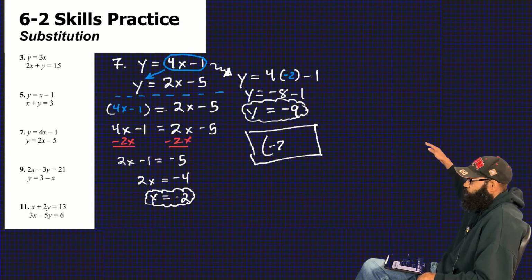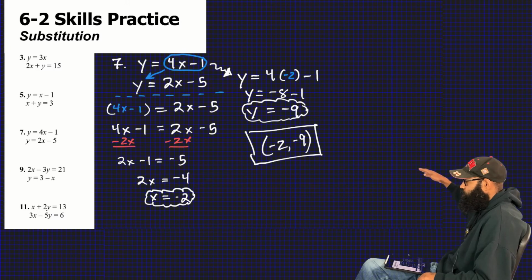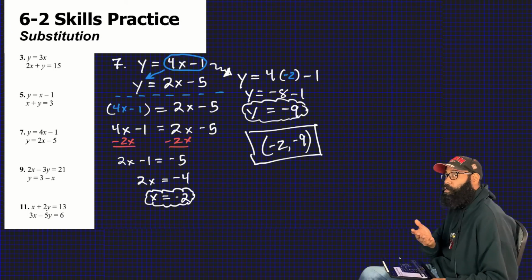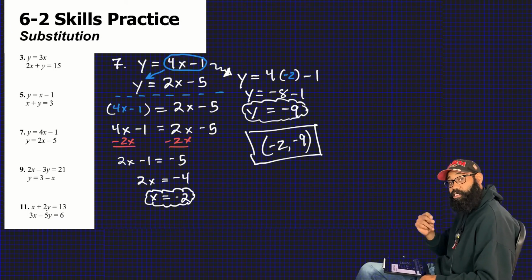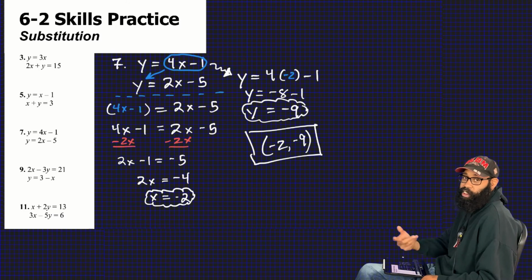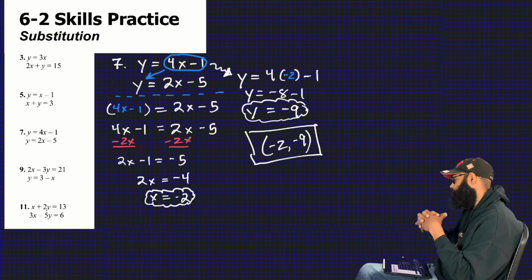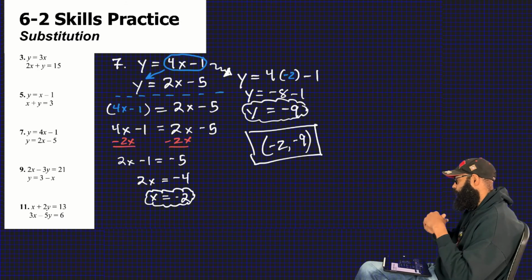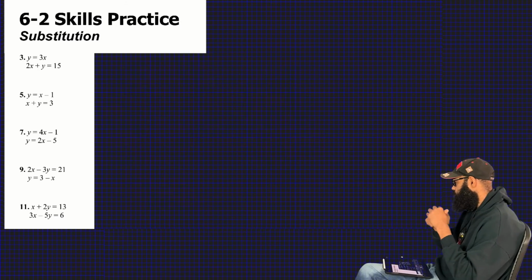You can plug it into the first equation, y equals 4x minus 1, or you can plug it into the second, y equals 2x minus 5. If you don't get the same value of -9, you did something wrong. Right? So that's that repetition that makes me feel confident about my ability to do algebra. You should feel confident too. And let's get this stuff out of here, guys. I think we're moving on.